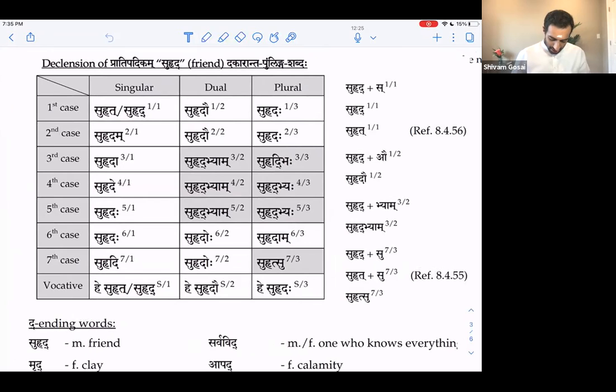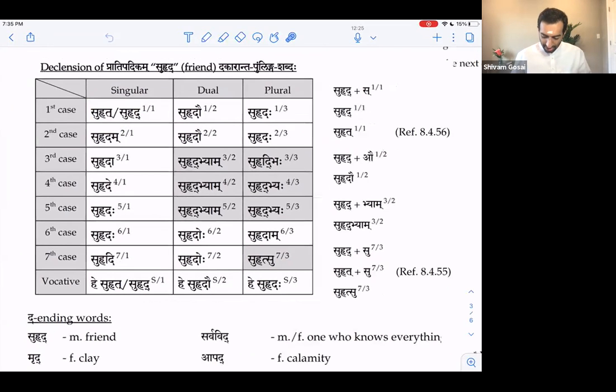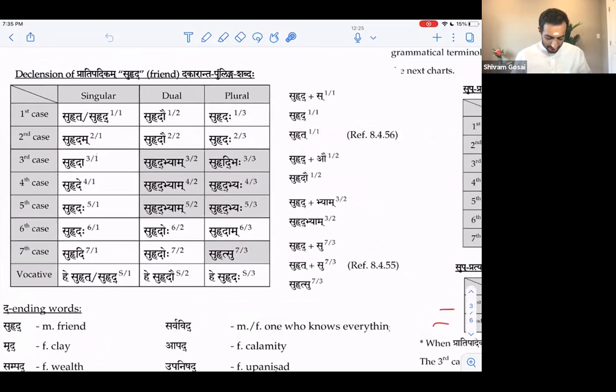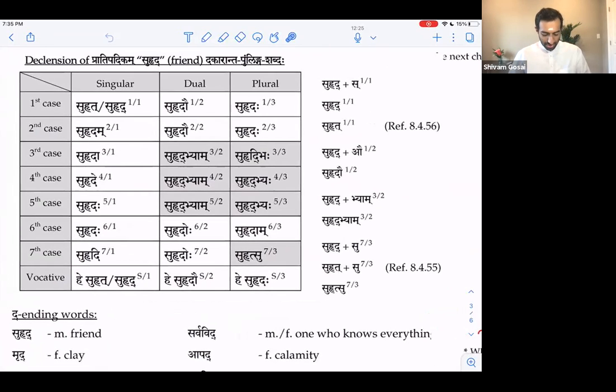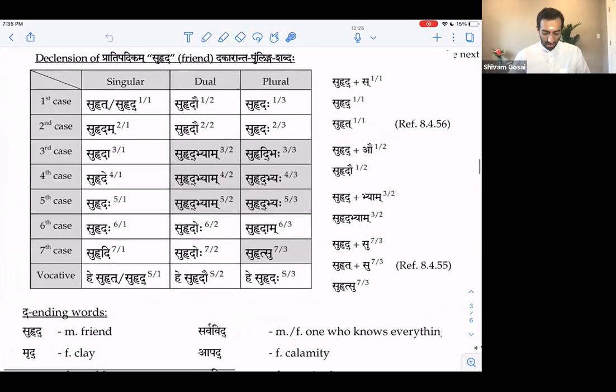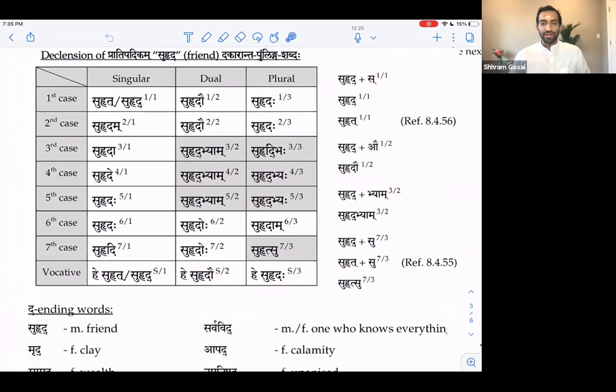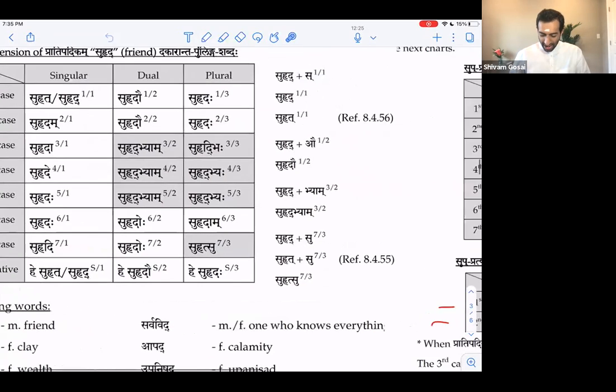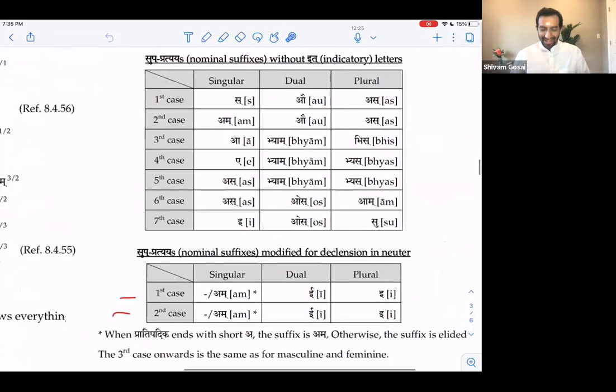You do see some changes, right? Suhrid, like in 1-1, it becomes Suhrid. But otherwise, and see the Suhrid in 7-3. But otherwise, it's pretty straightforward. We're just adding the pratyayas. So we can chant it together. Suhrit or Suhrid. Suhridau. Suhridaha.